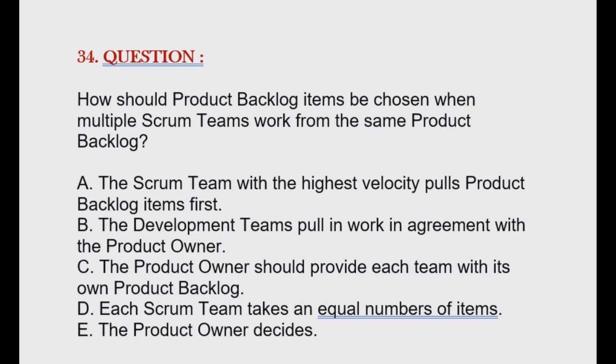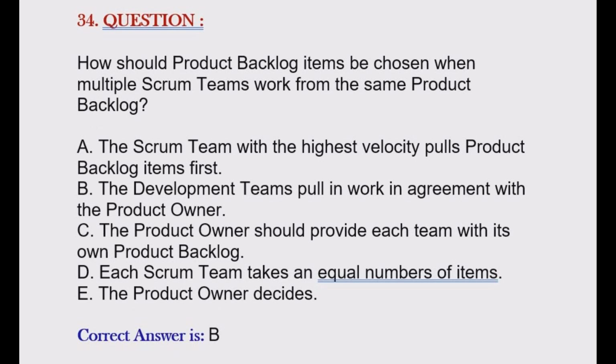Question is, how should product backlog items be chosen when multiple Scrum teams work from the same product backlog? Option A, the Scrum team with the highest velocity pulls product backlog items first. Option B, the development teams pull in work in agreement with the product owner. Option C, the product owner should provide each team with its own product backlog. Option D, each Scrum team takes an equal number of items. Option E, the product owner decides. Correct answer is option B.